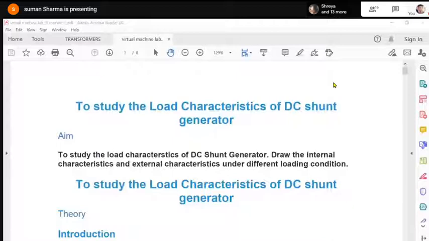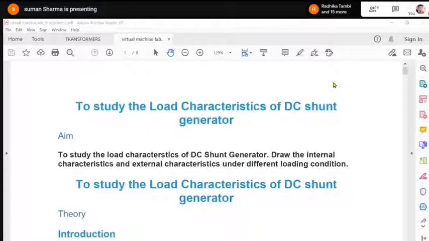Equivalent circuit. What is the internal characteristic? The internal characteristic curve represents the relation between the generated voltage EG in the armature and the load current IL. Here, EG is the induced EMF, that is PNZ phi by 60A, and IL is the load current. The y-axis represents EG and the x-axis represents the load current IL. So you will vary the load, so your load current will vary and accordingly your induced EMF will vary.